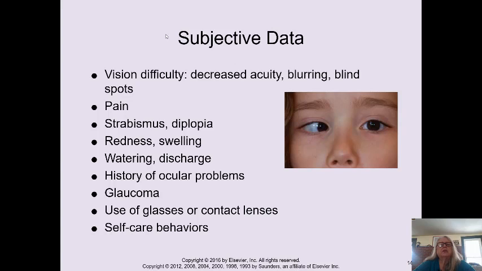We want to know as much subjective data about the eye as possible because that will determine what's going on for our patient. Glaucoma has a tendency to be hereditary, so that's important. Is there any pain or tenderness? Has there been any vision difficulty in the patient? How about any discharge, any watering of the eye?